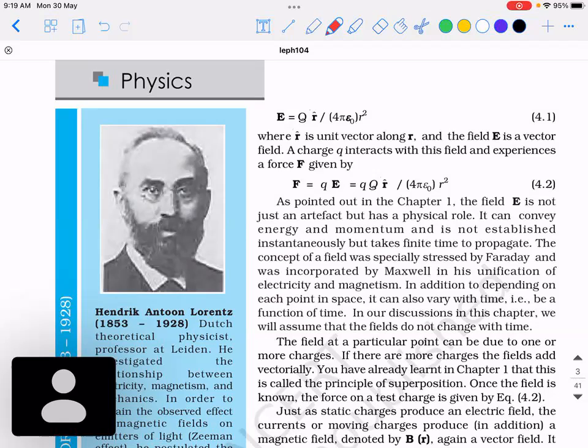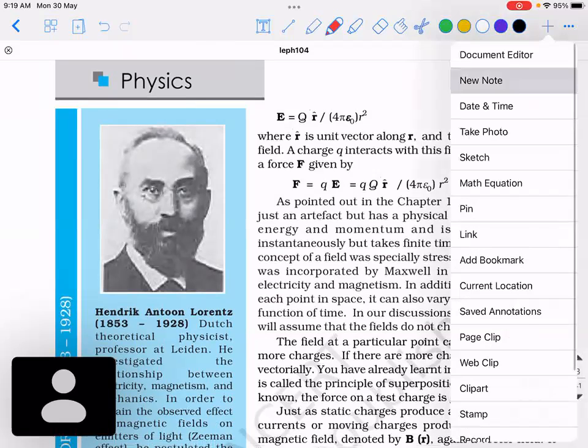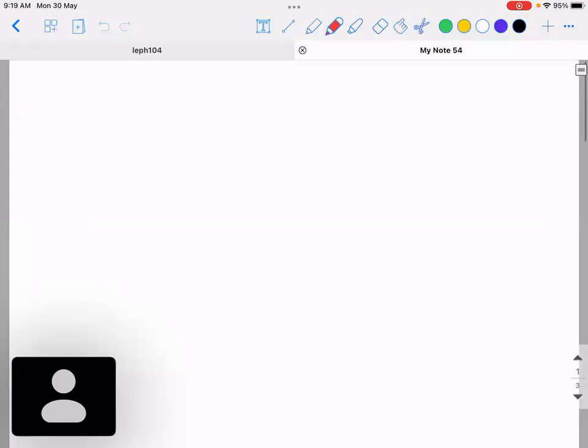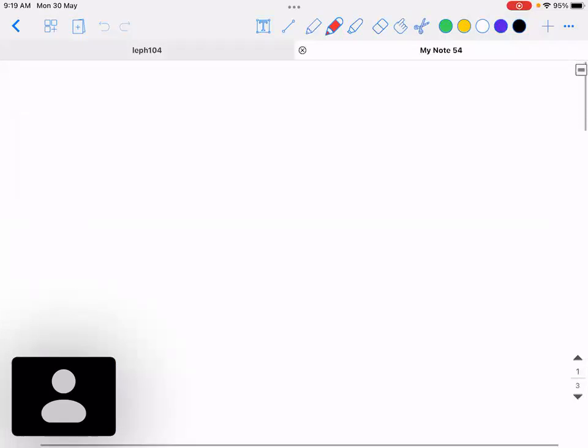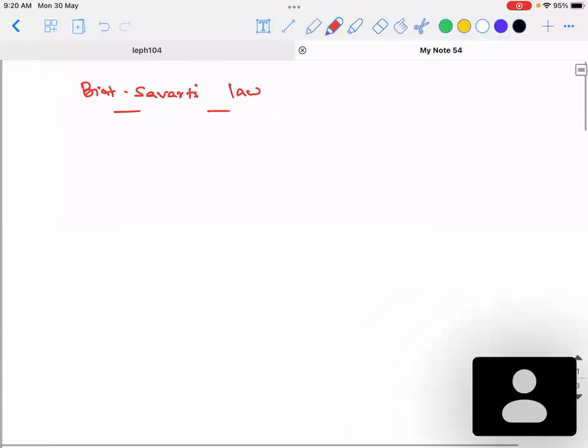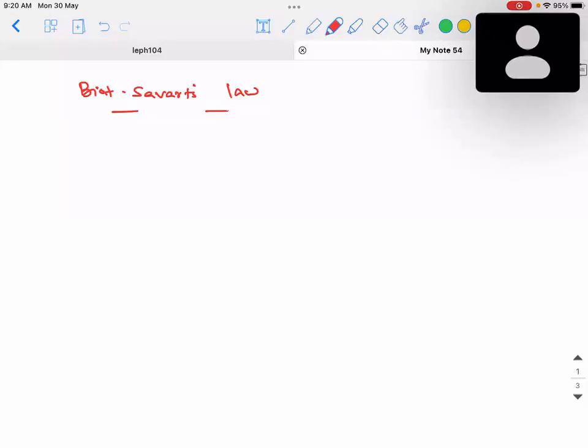So we are going to get into the first topic of this chapter, which is called, please write it down, Biot-Savart's law. There were two scientists named Biot and Savart. These two scientists put together gave a mathematical expression for the value of the magnetic field that gets generated.